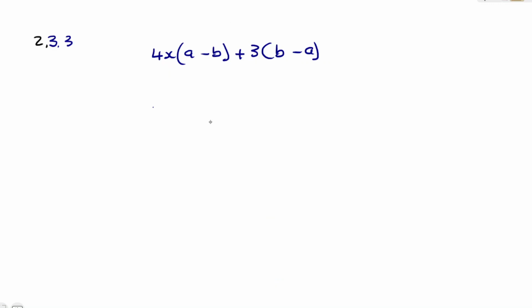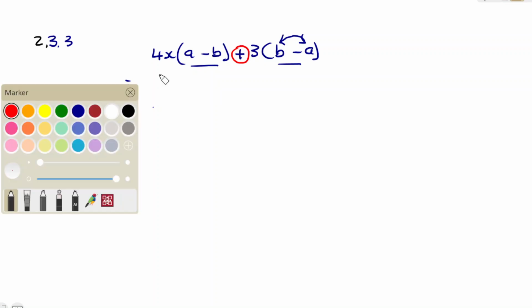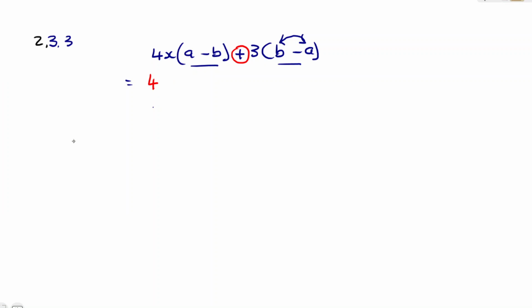Okay, now let us factorize the last problem. This one is also not difficult. You know what you have to do. You look at the first bracket and the second bracket. The first bracket is a minus b. The last bracket is b minus a. You have to change a and b. Put a in front, put b at last, and when you do that, you know the sign is going to change. So leave the first part, which is 4x times a minus b.